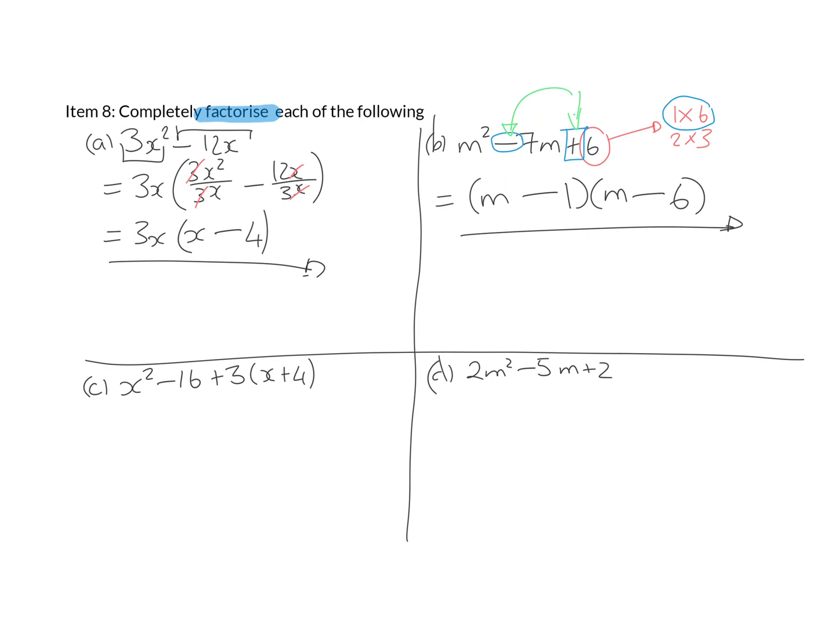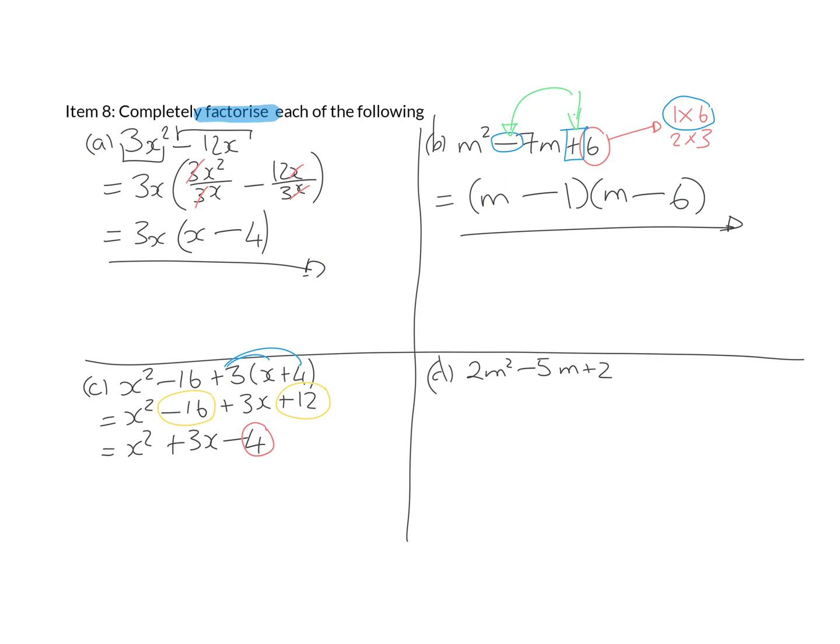In C, I'm first going to expand the bracket so that I get x squared minus 16 plus 3x plus 12. Then collect the like terms. The like ones are minus 16 and plus 12. So minus 16 add 12 is negative 4. Now look at the third constant.